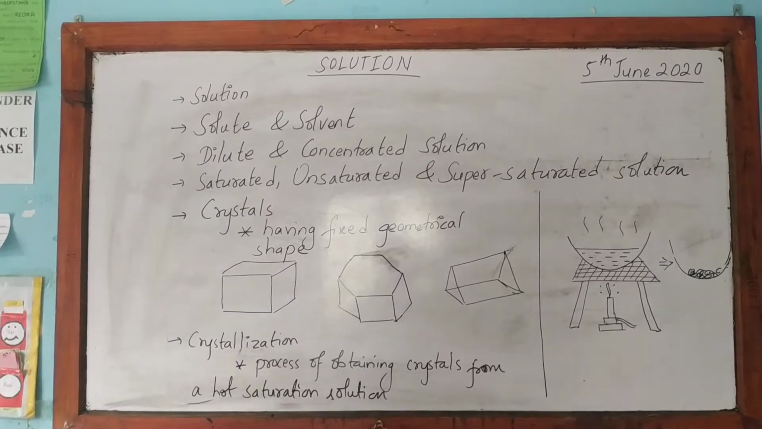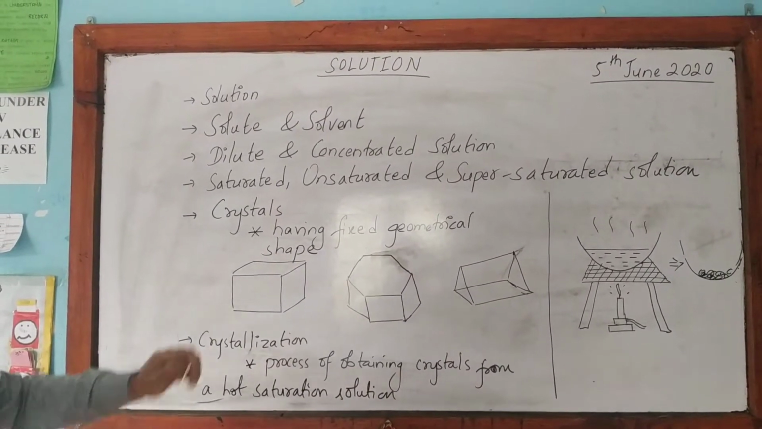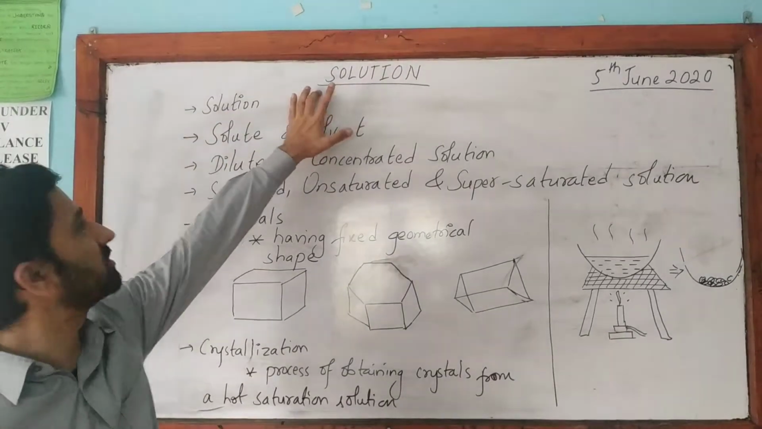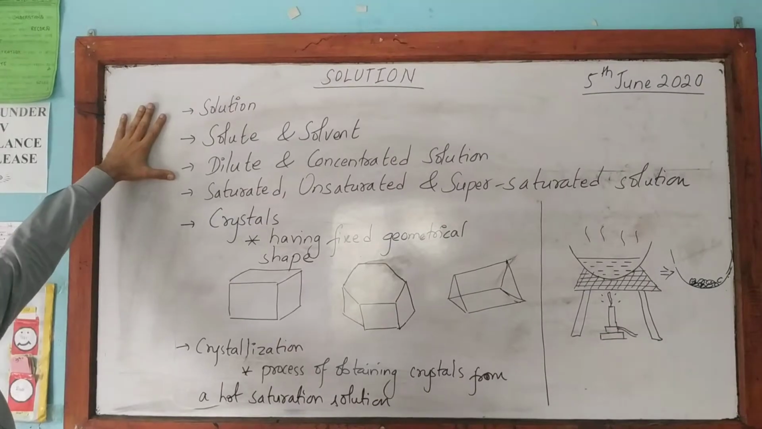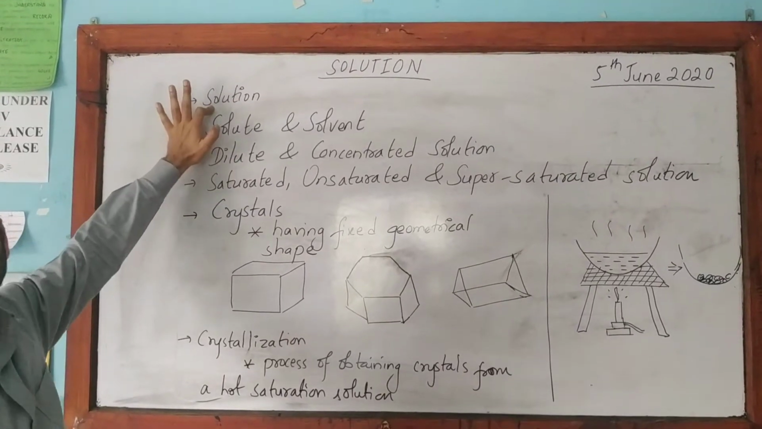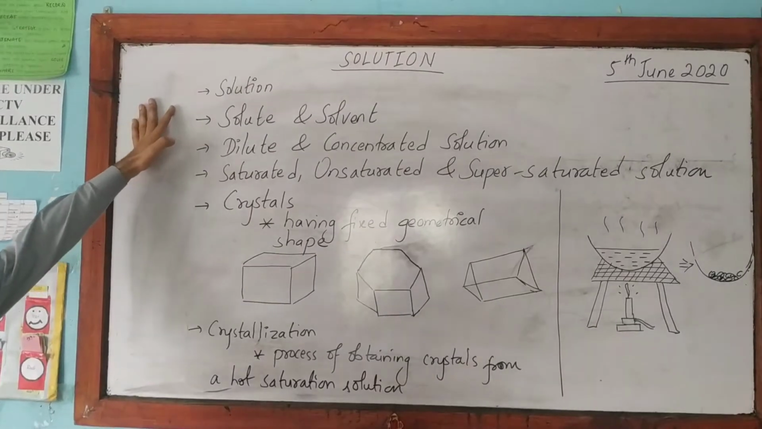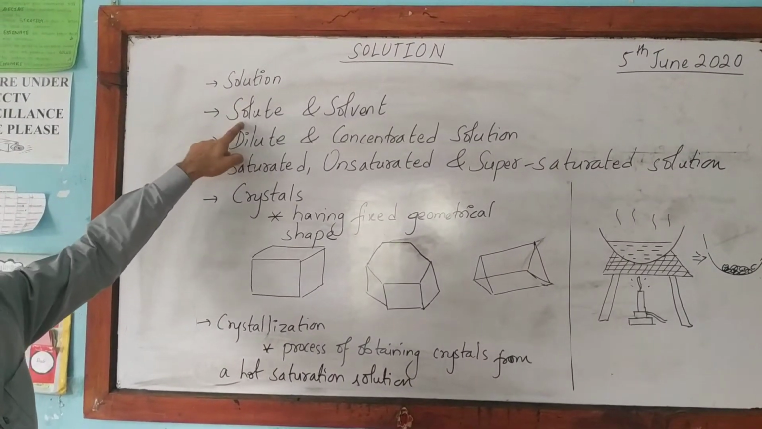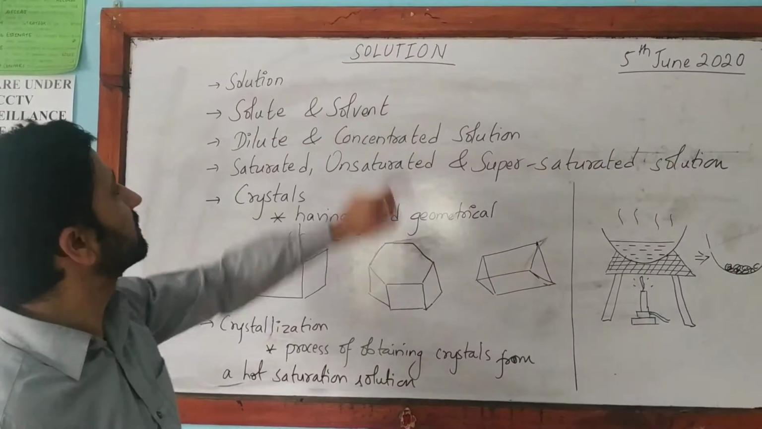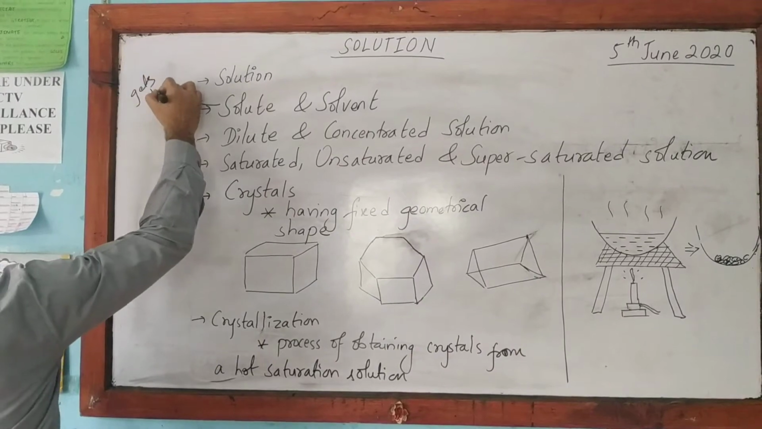In the previous video, I started a topic from chemistry parts and we talked about solutions. What are solutions? Let me remind you of what we studied in the previous video. A solution is a mixture that consists of two or more components. The component that gets dissolved is called the solute, and the component in which the solute gets dissolved is called the solvent.